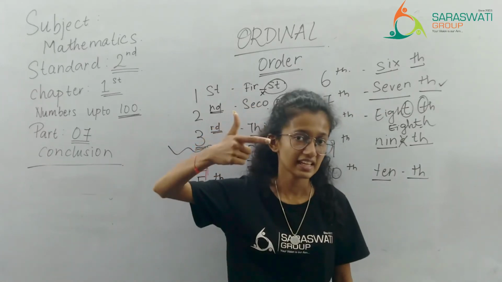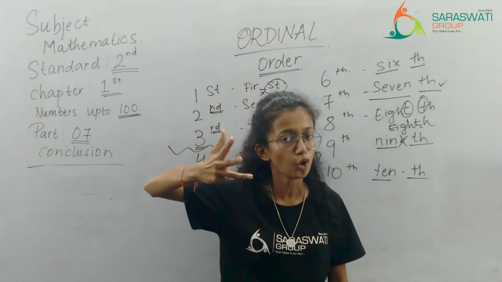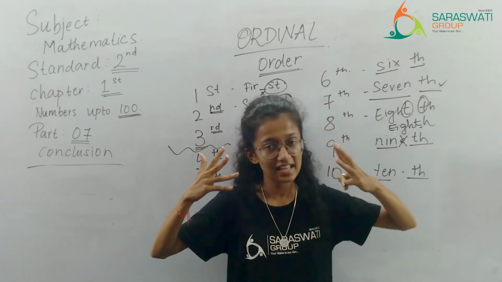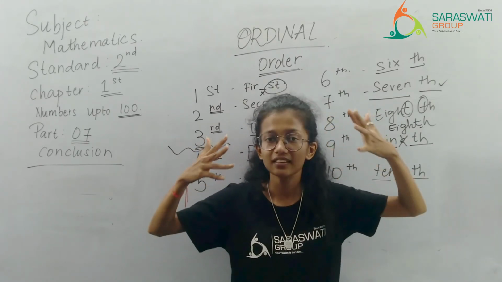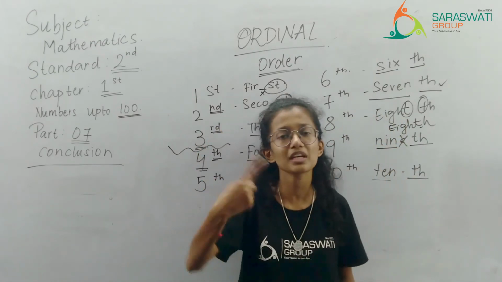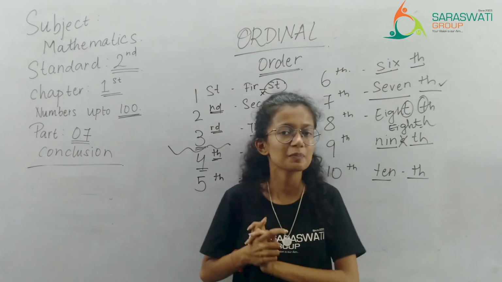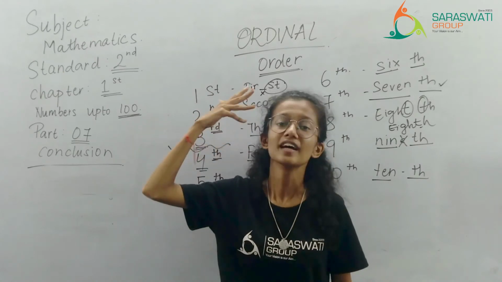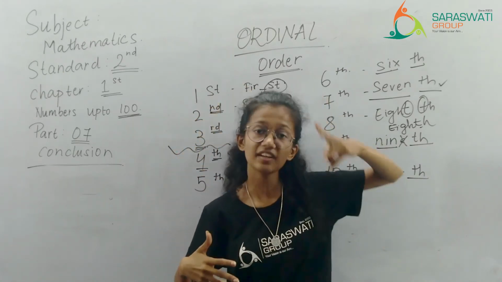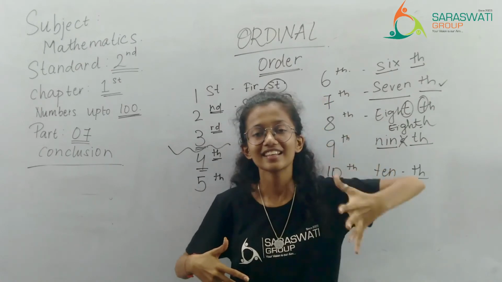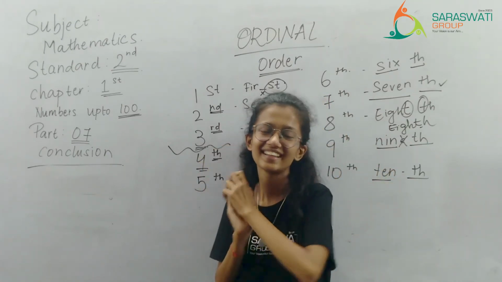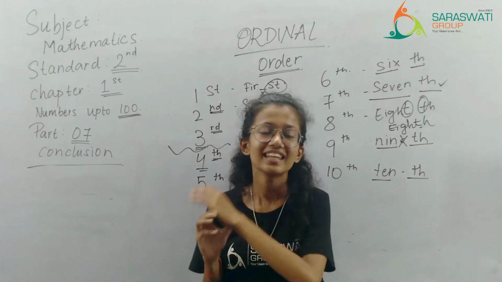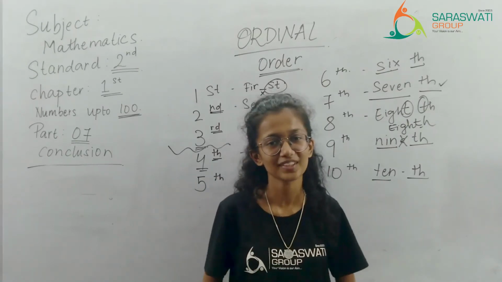First, second, third, fourth, fifth, sixth, seventh, eighth, ninth, 10th. Perfect. Now I will also speak and you have to also speak. Come, let's speak it loudly. First, second, third, fourth, fifth, sixth, seventh, eighth, ninth, 10th. Very good. So here we are done with the topic of ordinal numbers. Now let's move ahead to another concept.